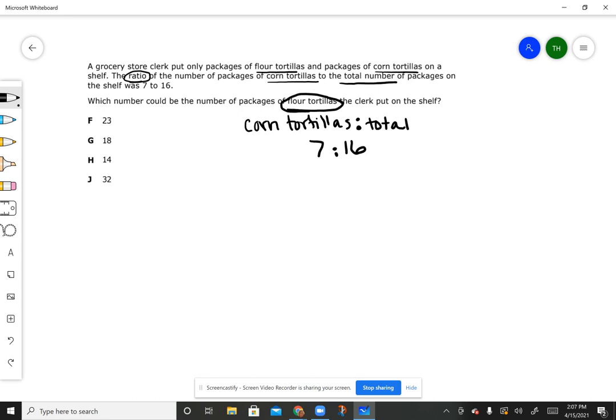So we know if they only put out corn and flour, and we know how many corn tortillas, and we know the total, we need to subtract to find the number of flour tortillas. Okay, so if we take our 16 minus 7, 16 minus 7 is 9. So we know that the total number of flour tortillas was 9 out of 16. So 9 to 16 would have been my ratio.